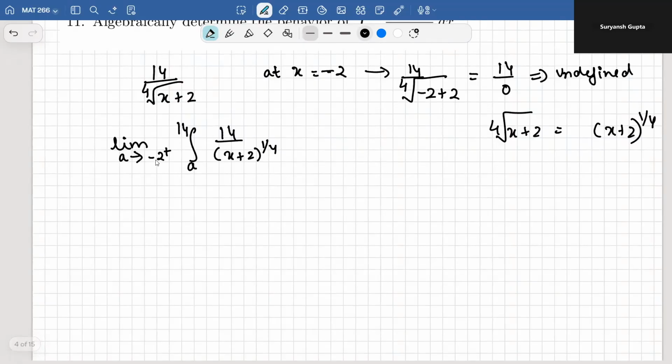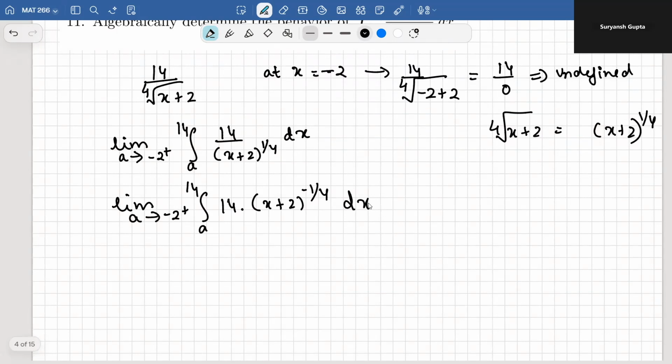To make this easier, I would just simplify it a bit. And I would have limit of a tends to negative 2 plus, bounds are still the same, 14 times x plus 2 to the power negative 1 by 4. All I did was bring it from the denominator to the numerator, so I can easily apply the power rule.